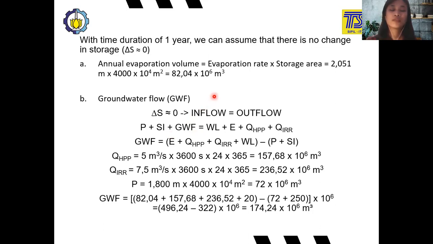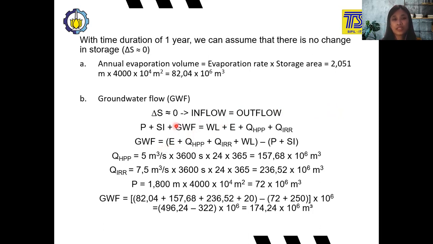And we also have outflow. The outflow here, we can characterize based on our data. There is water loss, of course. The water which is lost is the outflow because it's going out from the storage. We also have evaporation here as an outflow, and the discharge for the hydropower plant and the discharge for the irrigation.